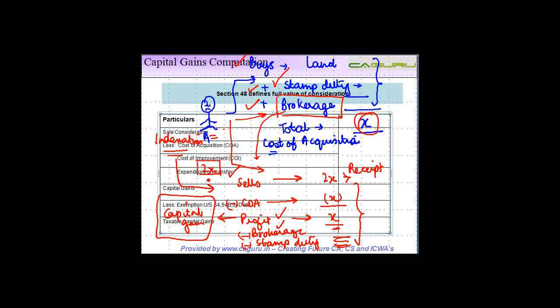Coming back. So how do I compute my taxable capital gain? This is the end result that I want to reach. So the first thing I see is, what is my sale consideration? For this, section 48 is important because that tells you what all is to be included in full value of consideration. So let us say this consideration is 5x. I took it 2x there, but because I'm taking a couple of things over here, I'm changing the number to 5x. The cost of acquisition, let's say, is 2x.